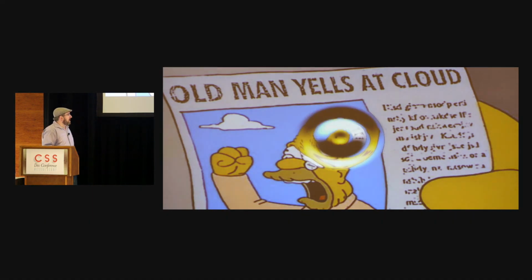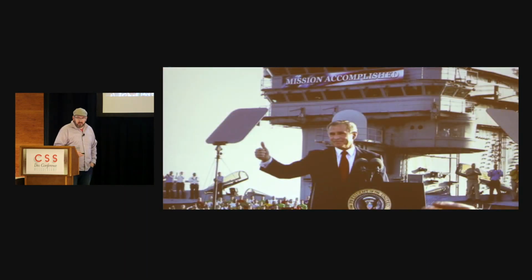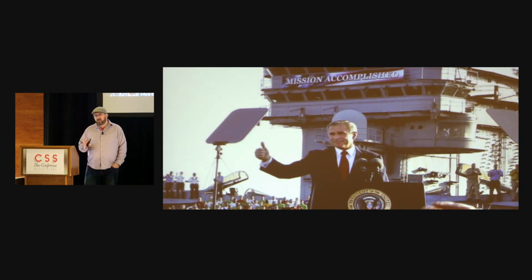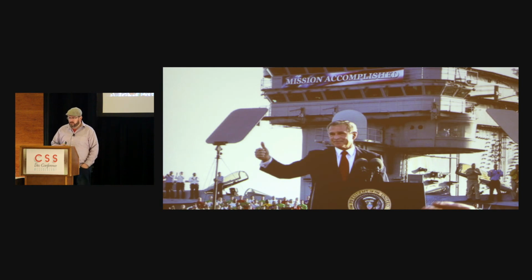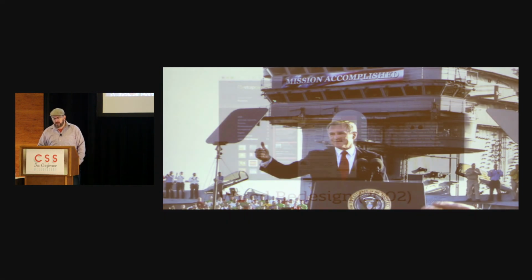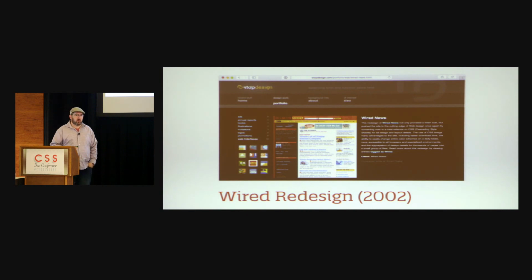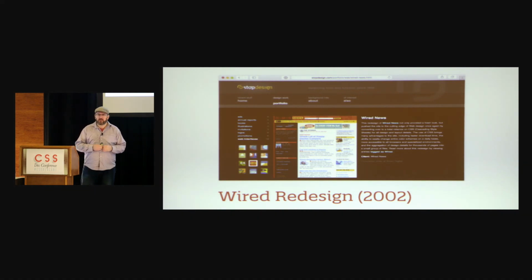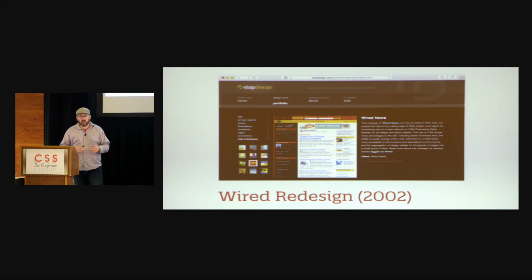All right, let's go back in time, back to 2002, 2003. Yes, mission accomplished. US won the war. And Wired went through a redesign. Now, Wired magazine, when it did this, was one of the first major sites to go with CSS as their layout technique, not using tables. And that was a pretty momentous time.